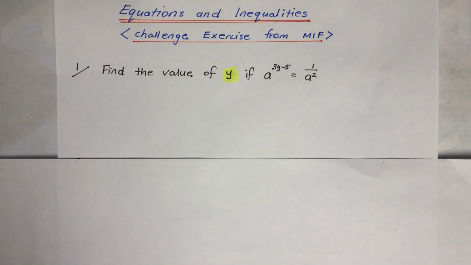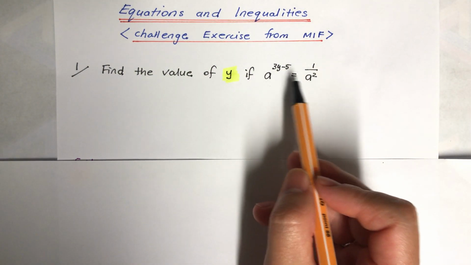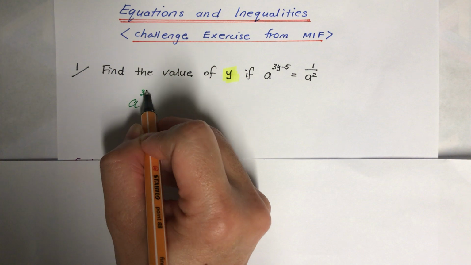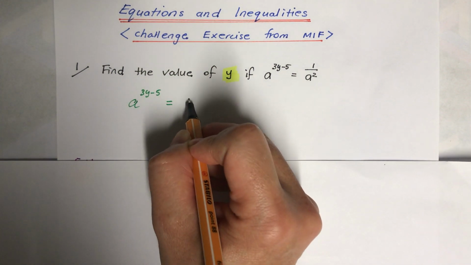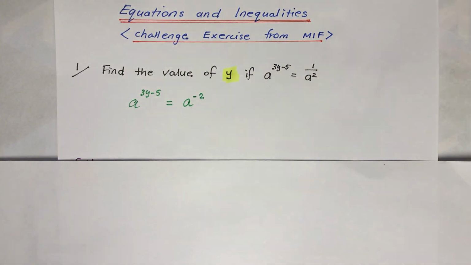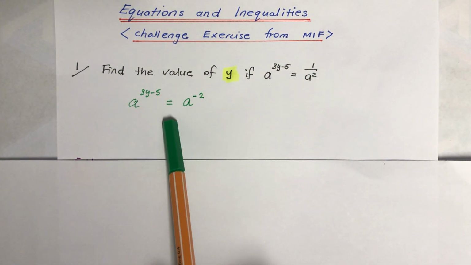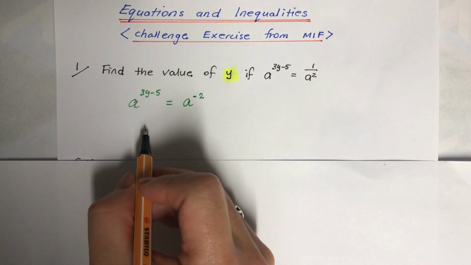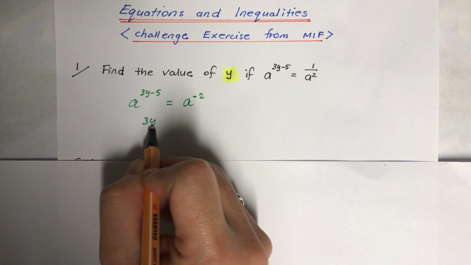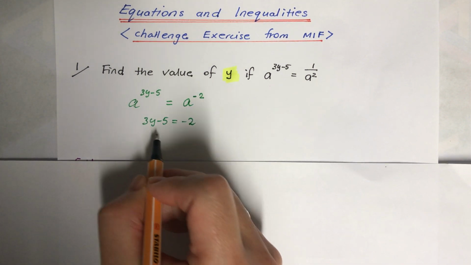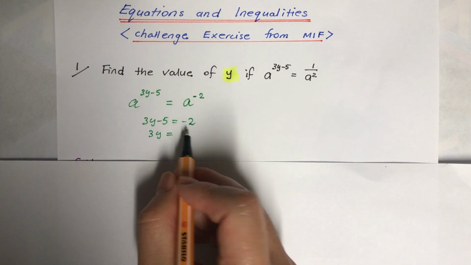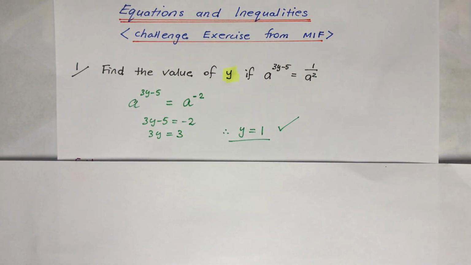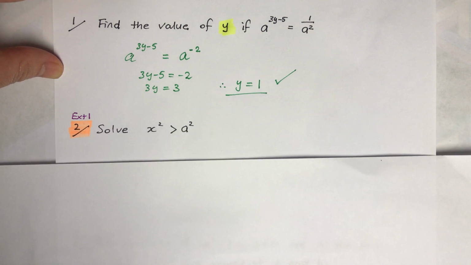Okay, so that's what I'm going to do. First thing first, I want to make this whole thing in the similar term. So I'm going to go a to the power of 3y minus 5 equals a to the power of negative 2, because 1 over something is a negative power. Okay, now since I've got the same base, all I have to worry about is the powers. So 3y minus 5 equals minus 2, 3y equals, if I plus 5 plus 5, 3, therefore my y equals 1. Done, simple.